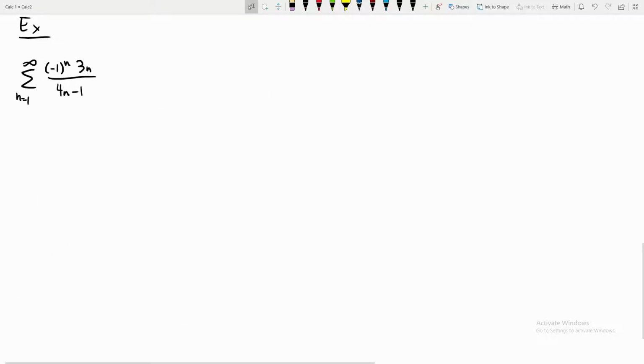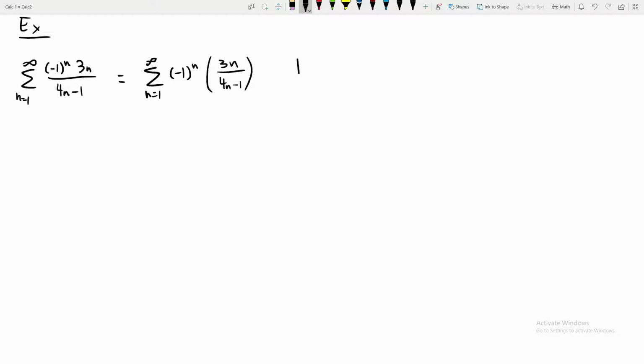So moving on to example 2, let's look at this series right here and determine whether it is convergent or divergent. Again, we want to rewrite this series to clearly see what b of n is. It's going to span from n equals 1 to infinity. We're going to have minus 1 to the power of n, and then b of n is going to be 3n over 4n minus 1.